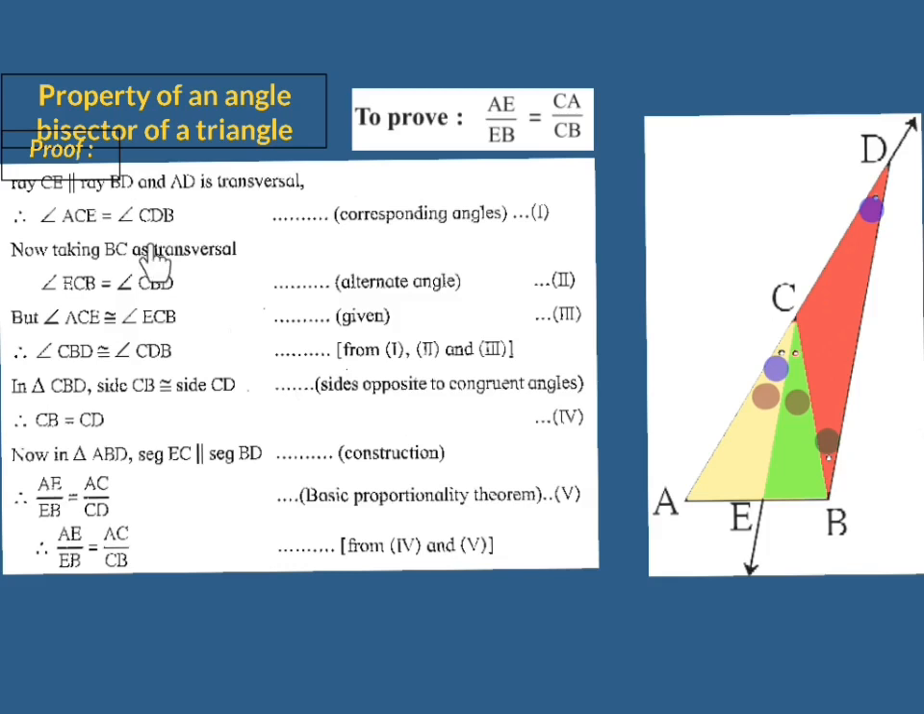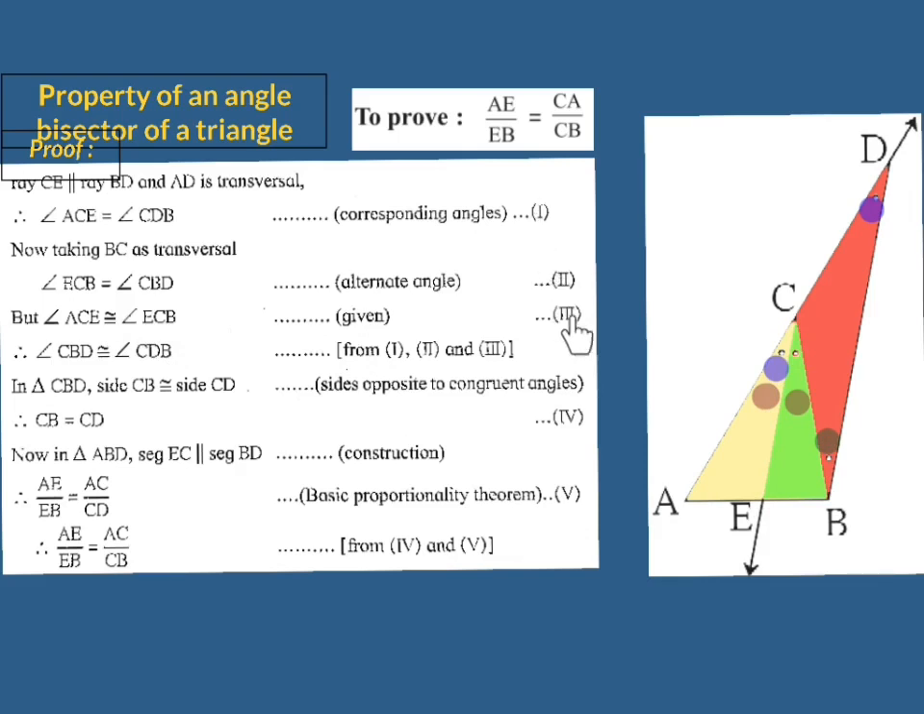Statement number 1. Now, taking BC as a transversal, CE is parallel to DB and BC as a transversal, we'll get angle ECB congruent to angle CBD. Means these two angles are congruent. Reason, alternate angles. Statement number 2. But angle ACE is congruent to angle ECB. Reason given. Statement number 3.